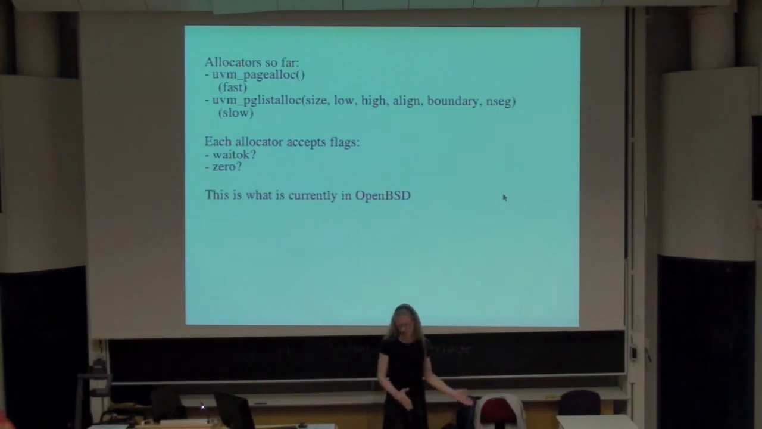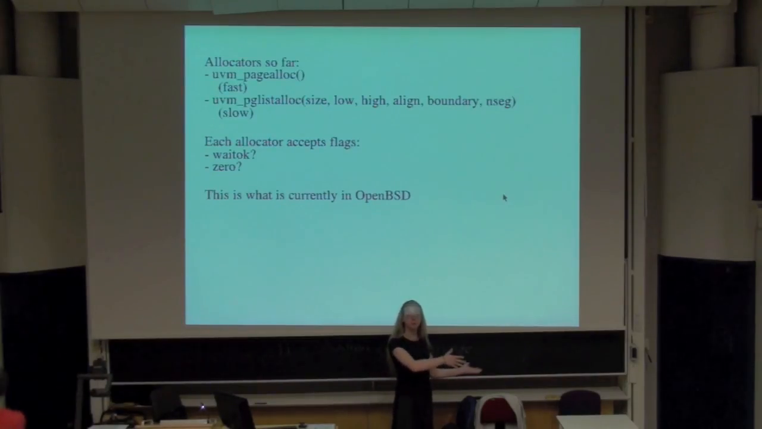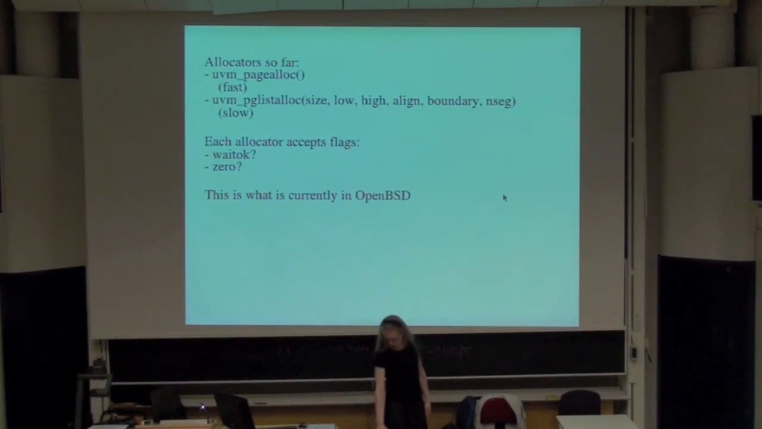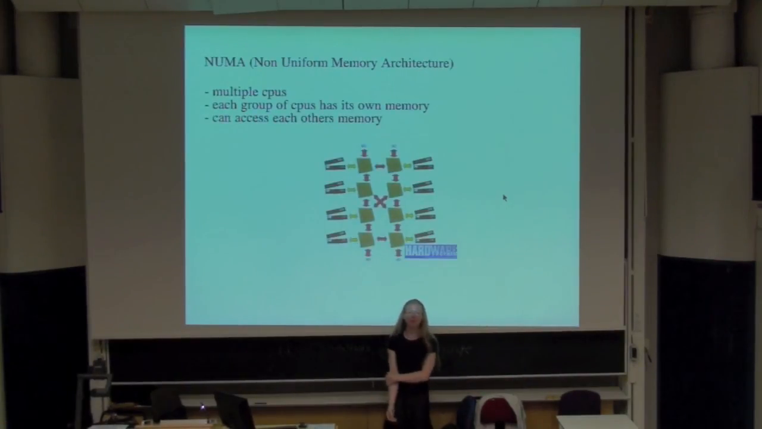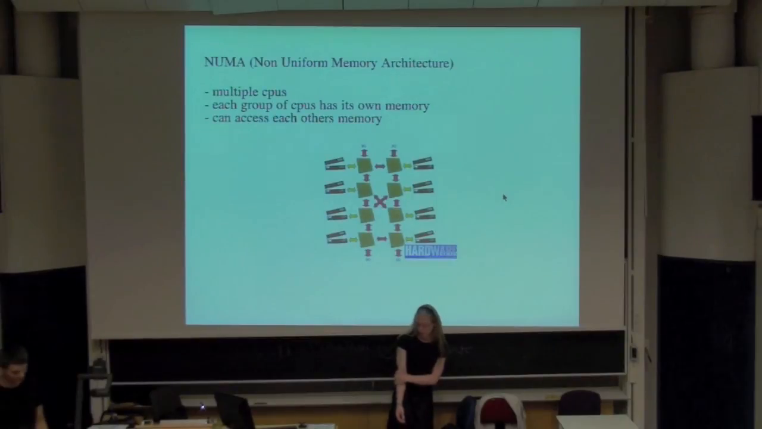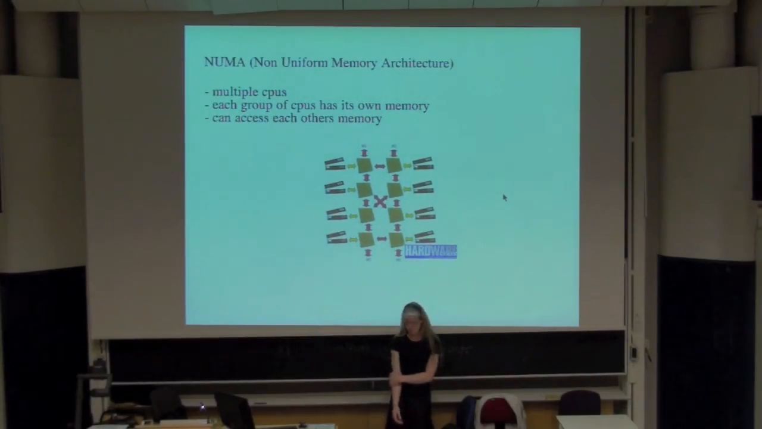And it's a bit of a problem because we have to make sure that low memory stays free, so that when the device needs that memory, it's available. And the allocators are really not equipped to deal with that very well. Unfortunately, memory is still just a pool of pages. Well, actually, modern architectures also change the way that memory is presented to the operating system.